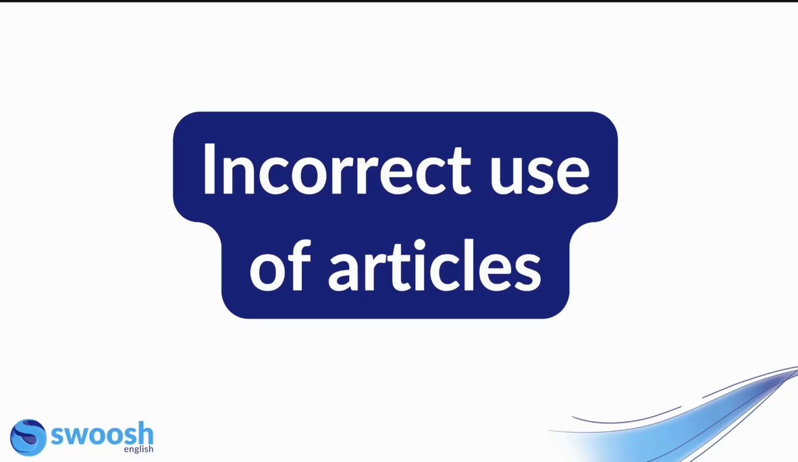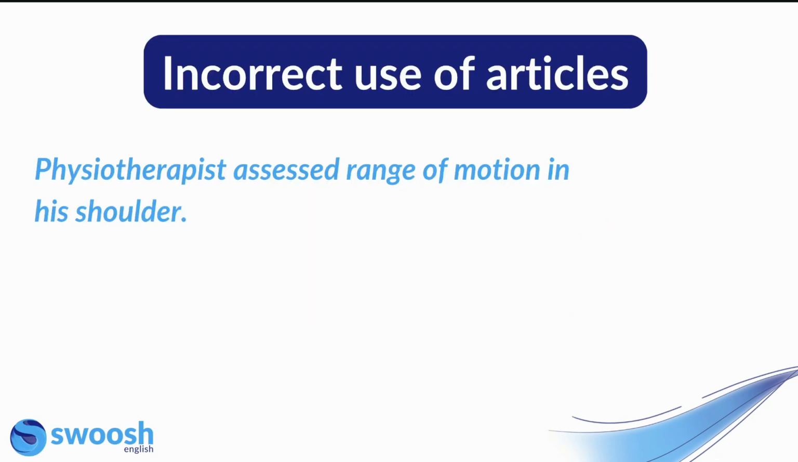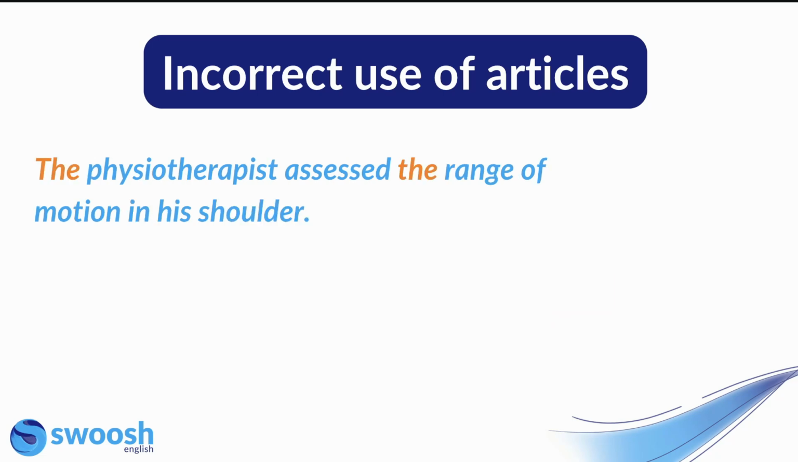Next up, we have incorrect use of articles. Now, this is a really common problem that many people have, how to correctly use articles in the OET letter. Let's take a look at this example here. Physiotherapist assessed range of motion in his shoulder. Now we have 2 missing articles here. Let's look at the correct sentence. The physiotherapist assessed the range of motion in his shoulder.